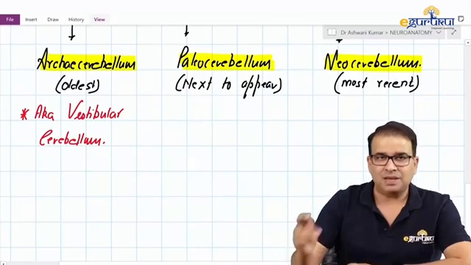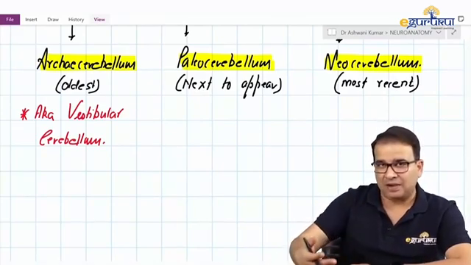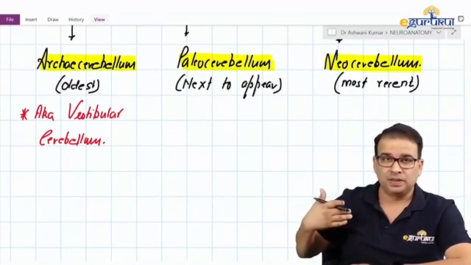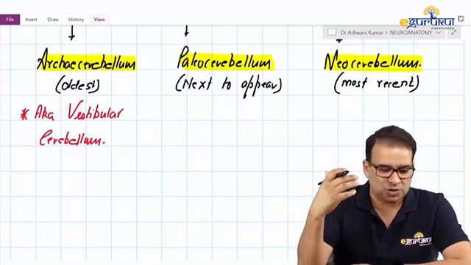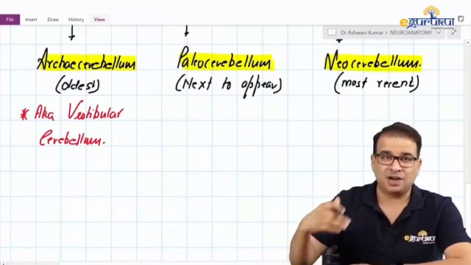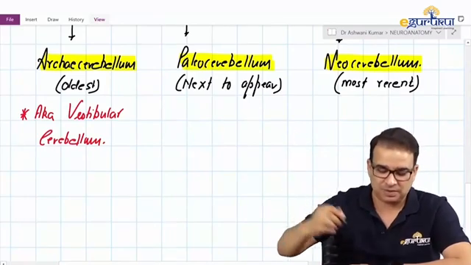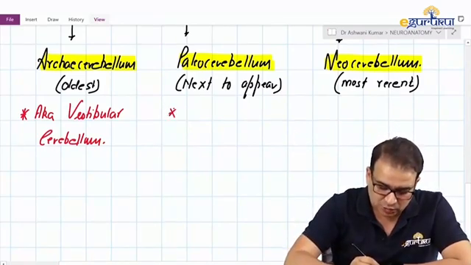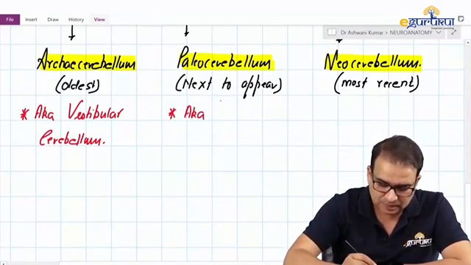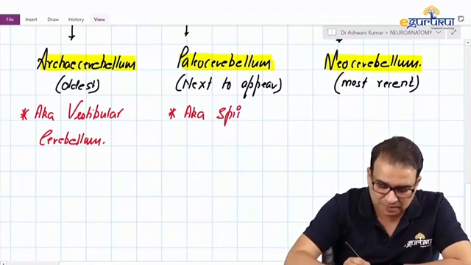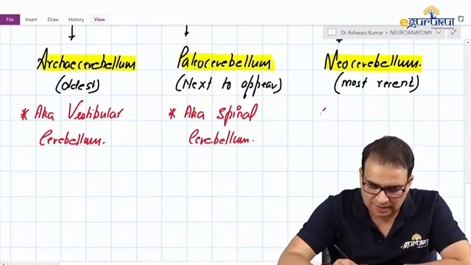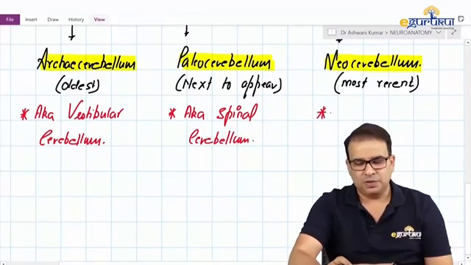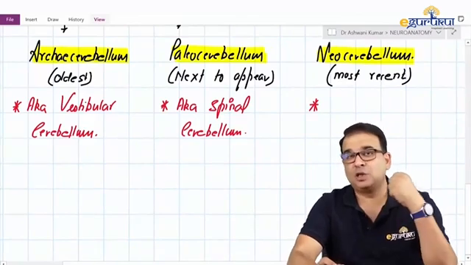Then the paleocerebellum is that part of the cerebellum which receives the afferent tracts coming from the spinal cord. Remember the unconscious proprioception coming from the upper limb and lower limb? Since these tracts come from the spinal cord, this portion of the cerebellum is also regarded as the spinal cerebellum.